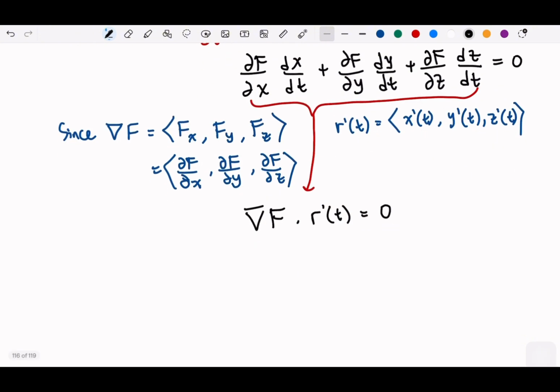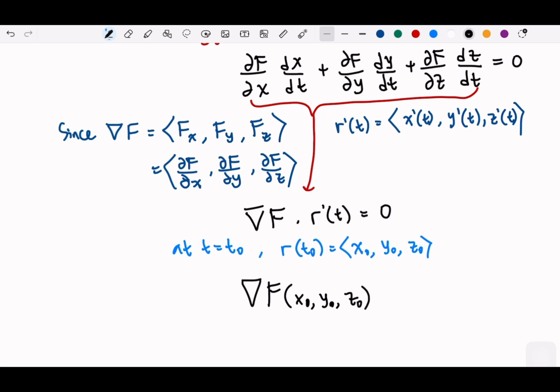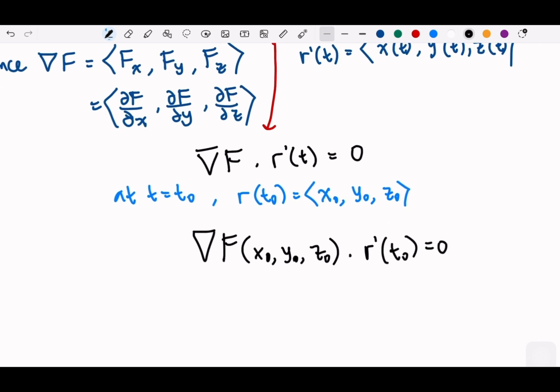In particular, at t equal t0, we have r of t0, which is the point x0, y0, and z0. Then our formulation becomes the del f at this point dot the r prime of t0, which is equal to 0. So what could be our conclusion from this dot product?